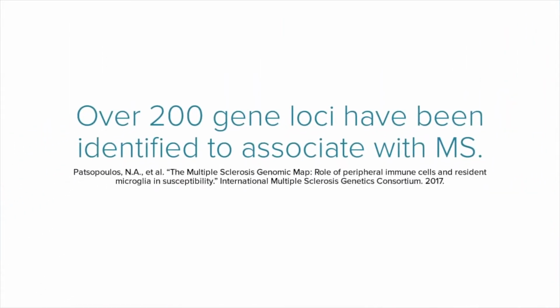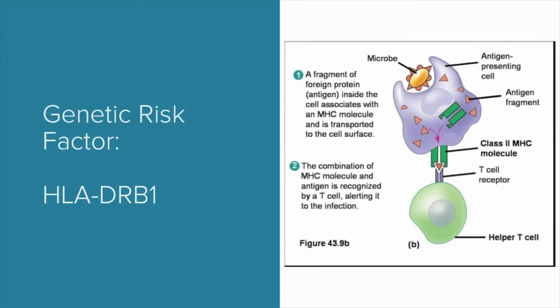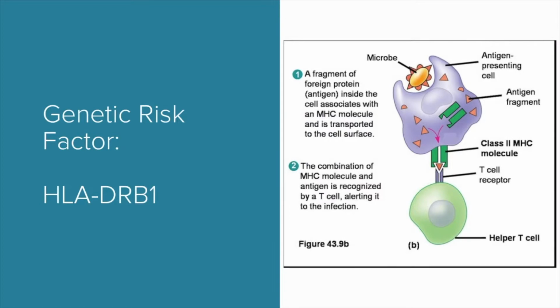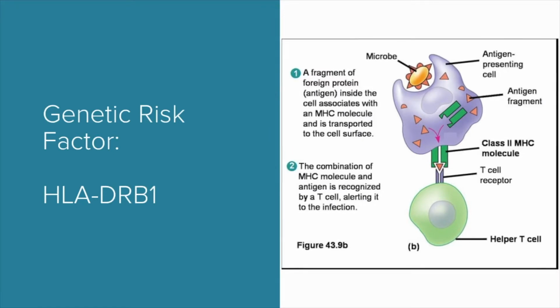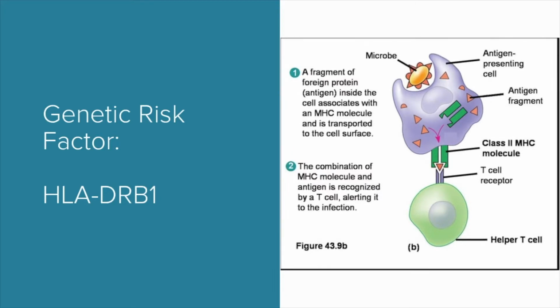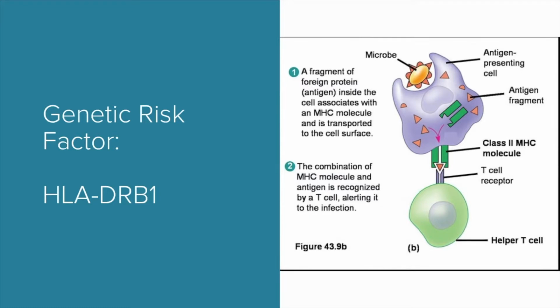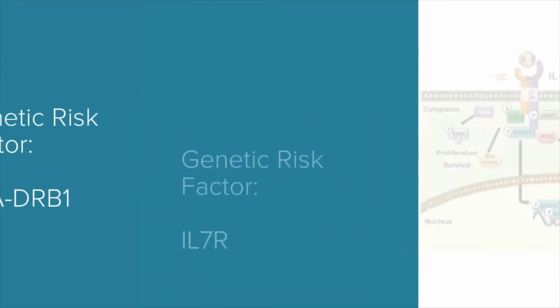Over 200 genetic loci have been identified as associated with MS. The most strongly associated genetic risk factor is the gene HLA-DRB1, which codes for the beta chain of the human MHC class II. In order for MHC2 to bind and present self-antigens such as myelin proteins to activate helper T cells and immune response, the individual must carry the alleles encoding myelin binding capable MHC2. Therefore, some HLA-DRB1 polymorphisms can be a major risk factor for MS.